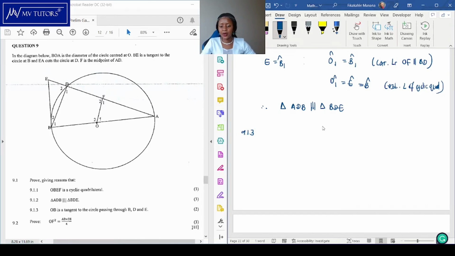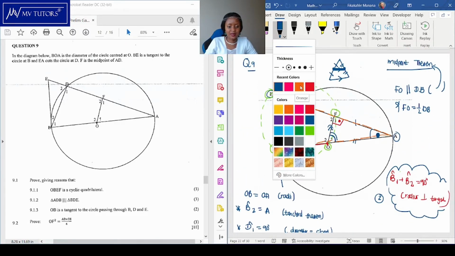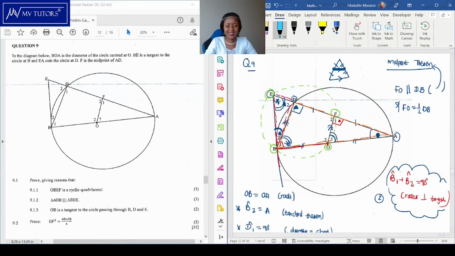And then 9.1.3: prove that OB is a tangent to the circle passing through BDE. The thing about trig is your question paper ends up being very busy. So looking at OB, there's OB, tangent to the circle BDE. So there's a circle, and OB is a tangent. How do we prove it?